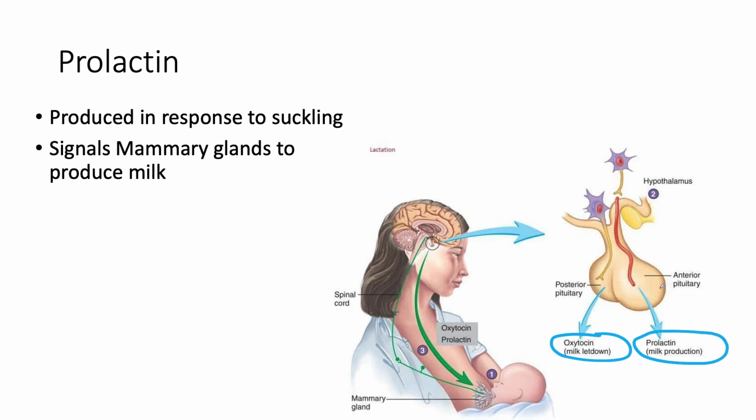So prolactin is produced by the anterior pituitary. Oxytocin is released by the posterior pituitary. Both of these are stimulated by suckling, which tells the hypothalamus to produce these two hormones. These are both positive feedback control. The more suckling and nursing you do, the more milk you produce.